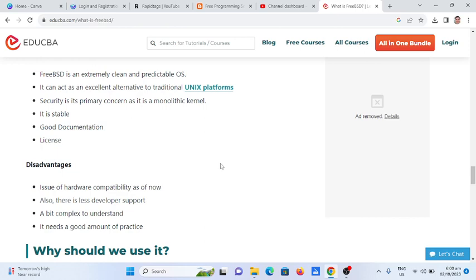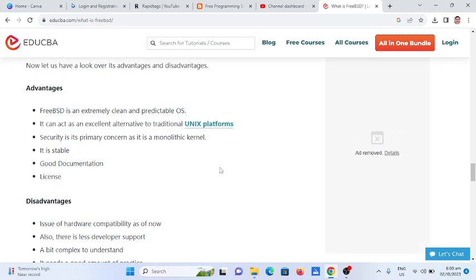Okay guys, so this is the end of our presentation and report on the advantages and disadvantages of the FreeBSD operating system.